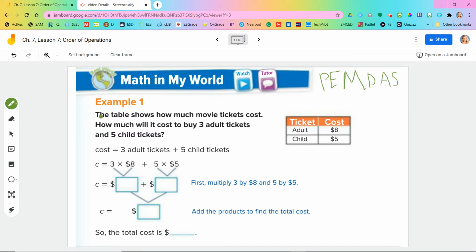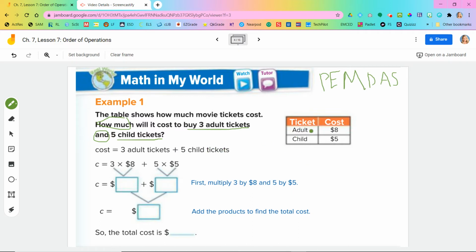Okay, here we go. The table shows how much movie tickets cost. So here's my table, my tickets, my cost. How much will it cost to buy 3 adult tickets and 5 child tickets? So I've got to find the total of 3 adult tickets and 5 child tickets. Now I want to come out here to the side because you know I don't really like to use these over here. And let's see what we'd have to do.